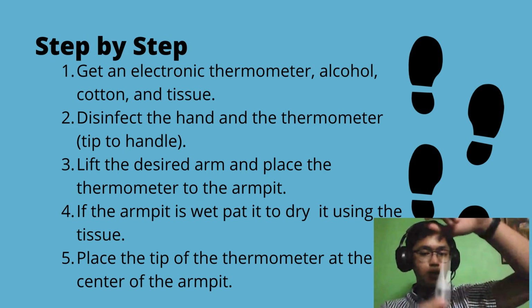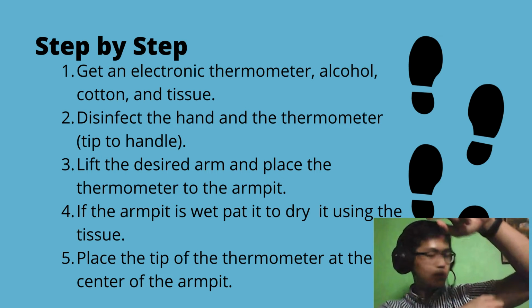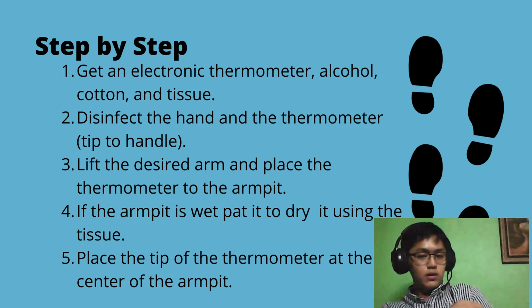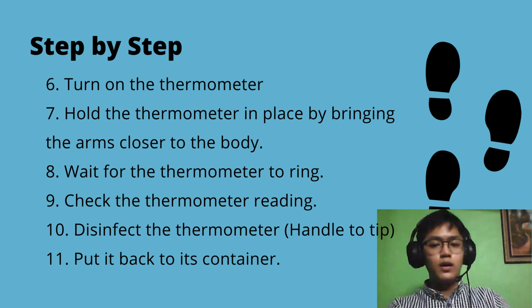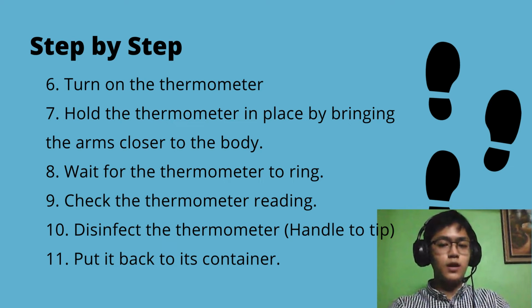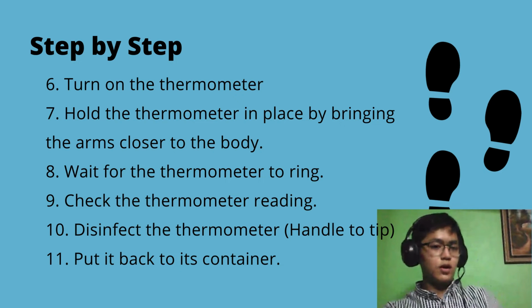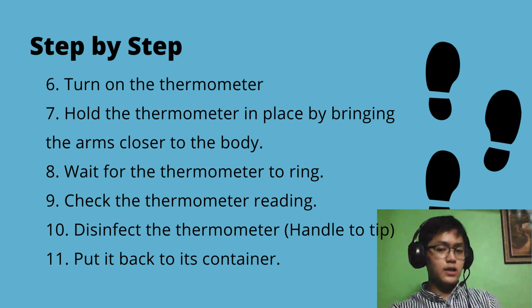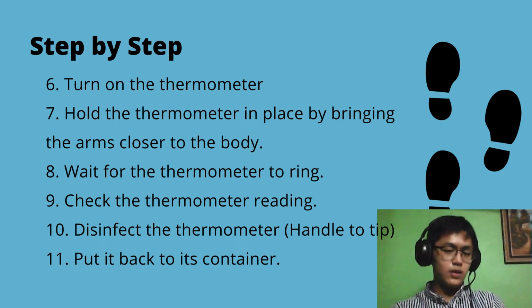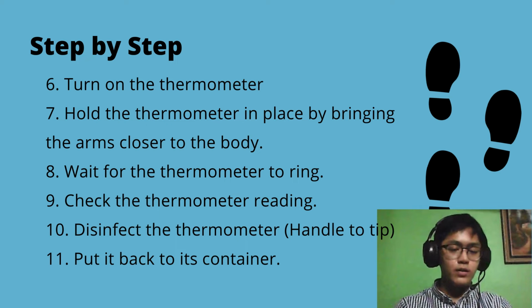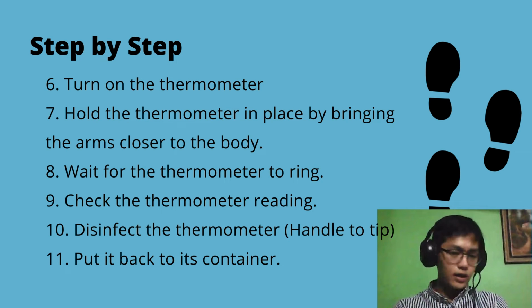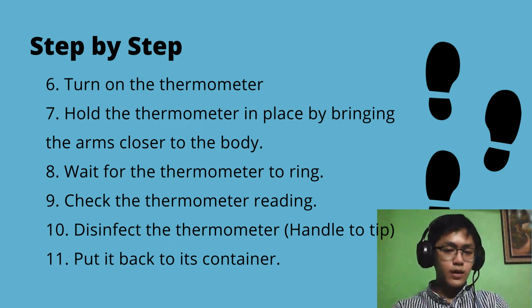Remove any article of clothing that may block the tip. Place it at the middle of the armpit and hold it in place. After placing the tip at the middle of the armpit, turn on the thermometer and hold it in place, may it be by squeezing your arms or just holding the thermometer there, and then wait for it to ring.